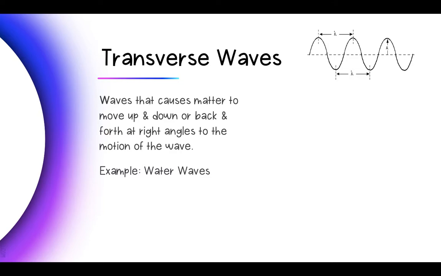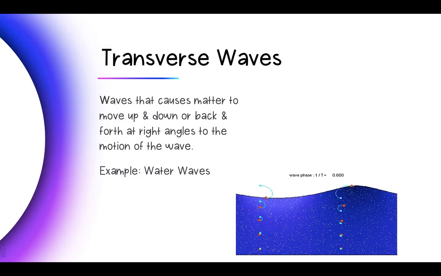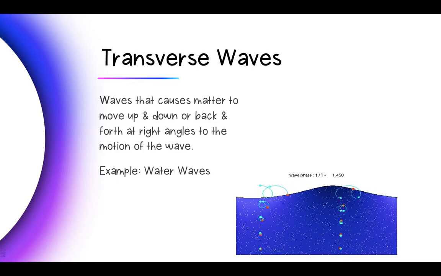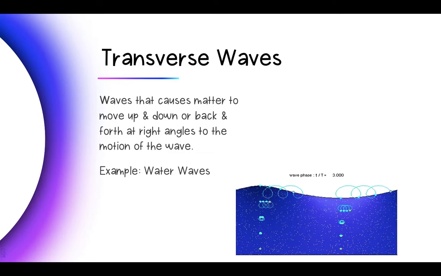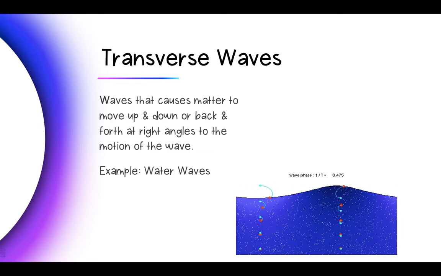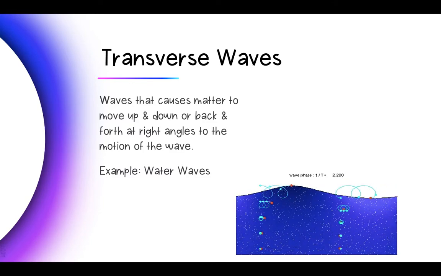Transverse waves are waves that cause matter to move up and down or back and forth at right angles to the motion of the wave. Just like I was saying about the water created from the back of the speedboat, those would be transverse waves. Here's the example: you see the water going in an up and down motion. Once again, that is called transverse waves. That example would be water waves.